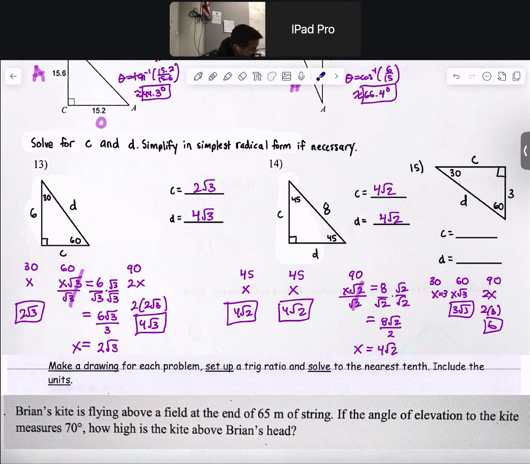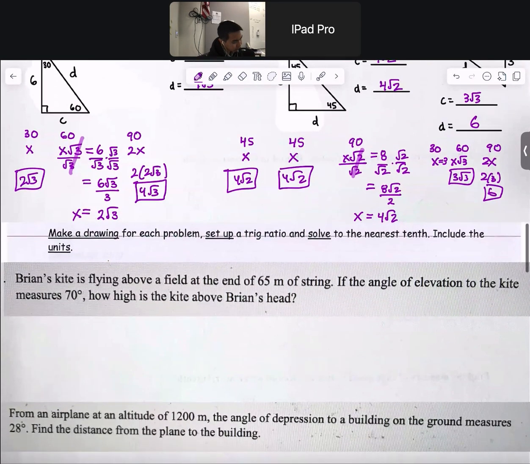So again, the one across from the 60 is here, so we know that's 3 rad 3. And we know the one across from the 90 is this one, so we know that is 6. Okay, you guys are gonna have to remember those ratios.